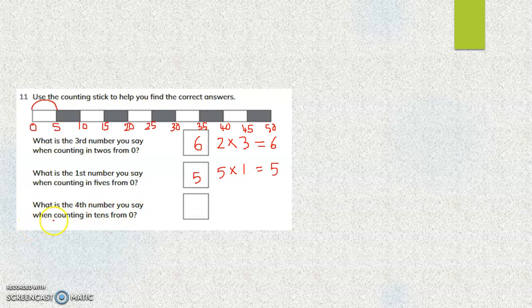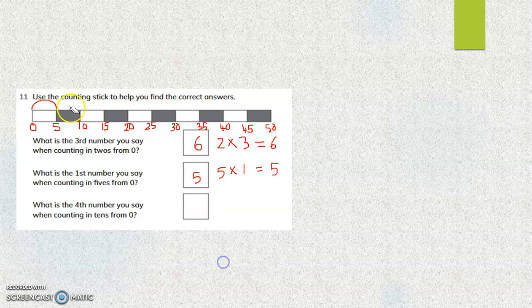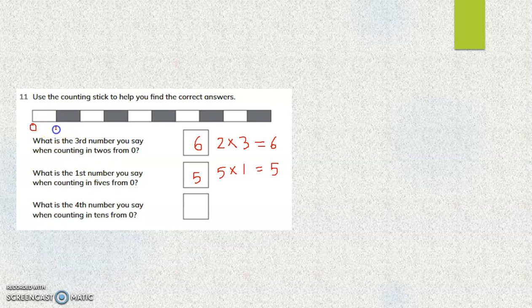What is the fourth number you say when counting in tens from 0? So, if we are counting in 10s, we change it to skip counting by 10. 0, 10, 20, 30, 40, 50, 60, 70, 80, 90, 100. Fourth number. So, 0, 1, 2, 3, 4.